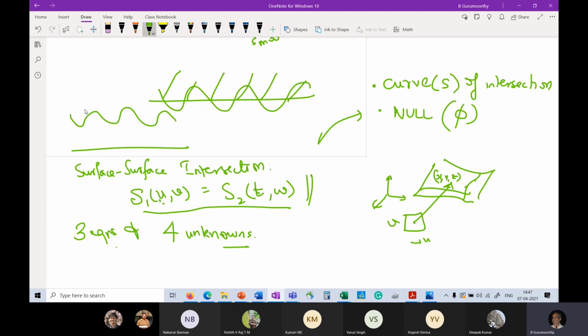Any other you can think of? What happens here? Point contact. So there is a possibility that the two surfaces touch each other at a point or points. Any other? One more. So they will coincide. Exactly. They may overlap, right?